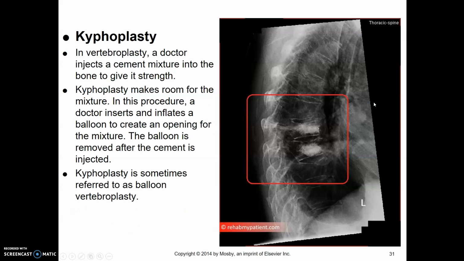Something you may see when you're doing a lateral T-spine, you might notice these white blocks filled into their vertebrae, and that is post a surgical procedure called a kyphoplasty, and you may see them in your OR rotations. It's usually the patients that have compression fractures, and the surgeon will make a cement mixture to give the vertebrae some strength, and they will insert a balloon, inflate the balloon to create an opening, put the mixture in, then the cement stays there and helps solidify the spine and helps with the patient's pain and also spine stability.